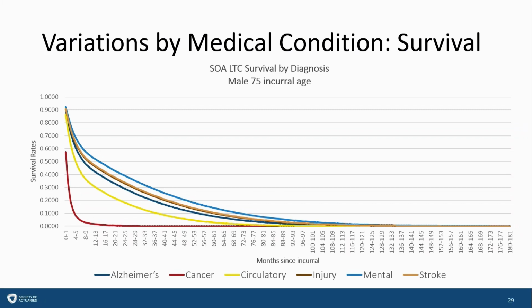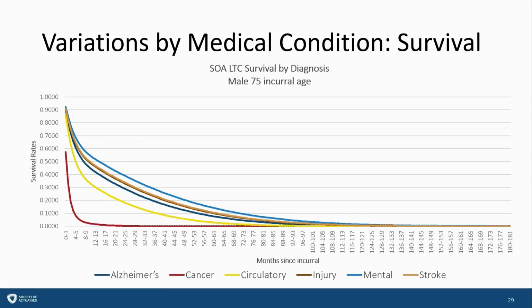But as you can see, the numbers at the bottom are months since the incurral. You can see that with cancer, within a year, there are very few people left. But if you look at Alzheimer's disease or dementia, it stretches out over 10 or 12 years. And that's one of the difficulties even in pricing long-term care to begin with. We usually see a higher incidence of medical conditions like cancer, but the survival rate is very short.